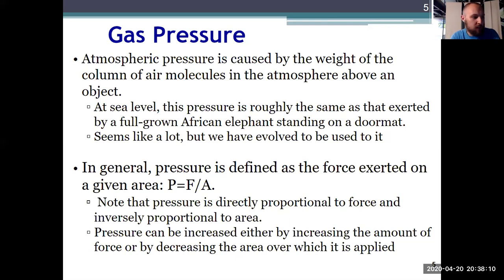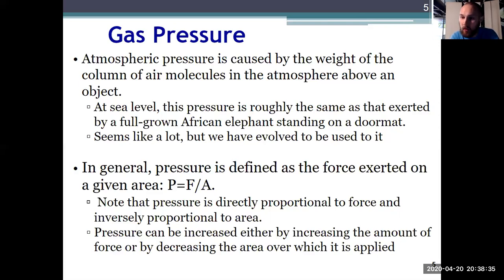So there we see the definition of pressure again. P equals F over A. Pressure equals force over area. And we see that force is in the numerator. So pressure is directly proportional to force, and it's inversely proportional to area. So that means that there's two ways to change pressure. You change the force or you change the area.